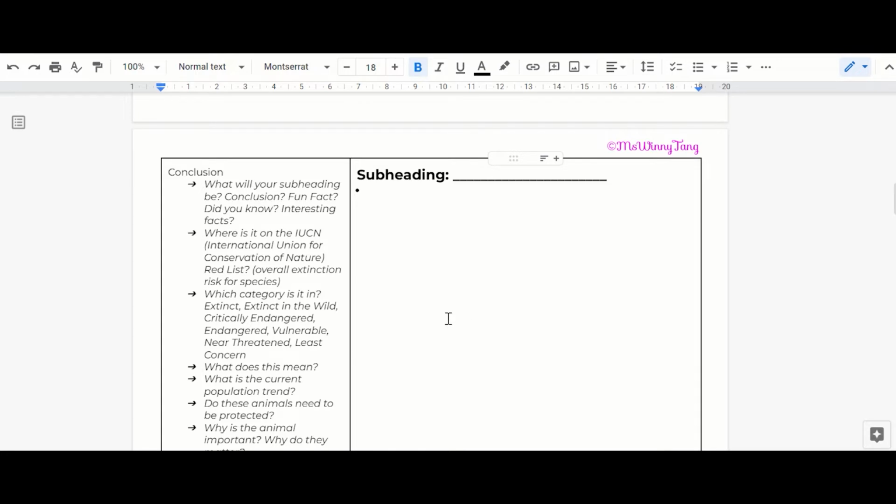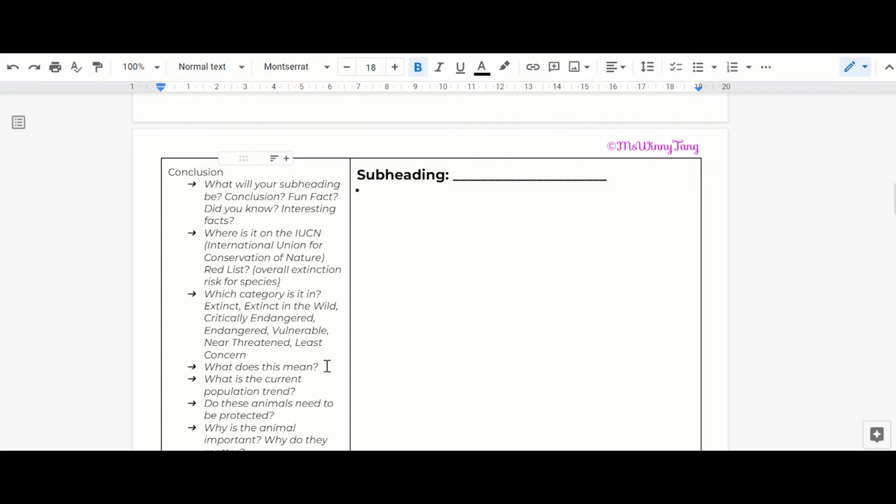So the first question is, where is your animal on the IUCN, or the International Union for Conservation of Nature, Red List? So this list gives you an idea of what is the risk for that animal's extinction. So which category is it in? Is it extinct? Is it extinct in the wild but not in captivity, so in zoos? Or is it critically endangered? Is it endangered? Is it vulnerable? Is it near threatened? Or is it least concern? So, and what does this mean?